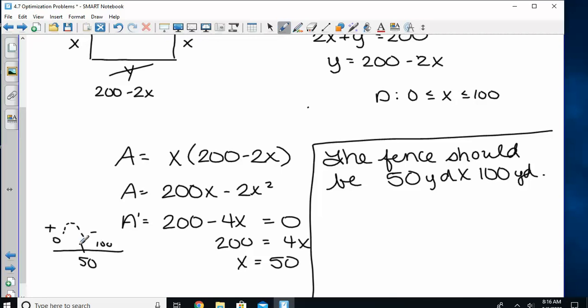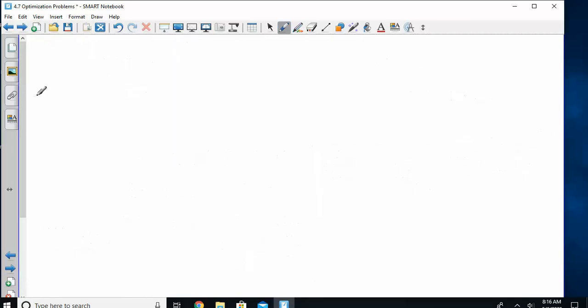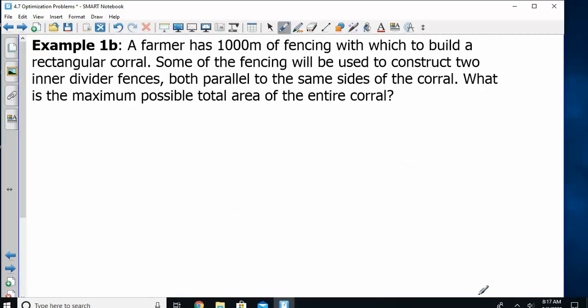The second example I have changed. I printed your notes, but then I changed my example. So just X that out, and I'll give you a second if you want to write this one down. Sorry. This one, we start off similar. We have 1,000 meters of fencing, with which to build a rectangular corral. So I'm going to draw myself a rectangle.